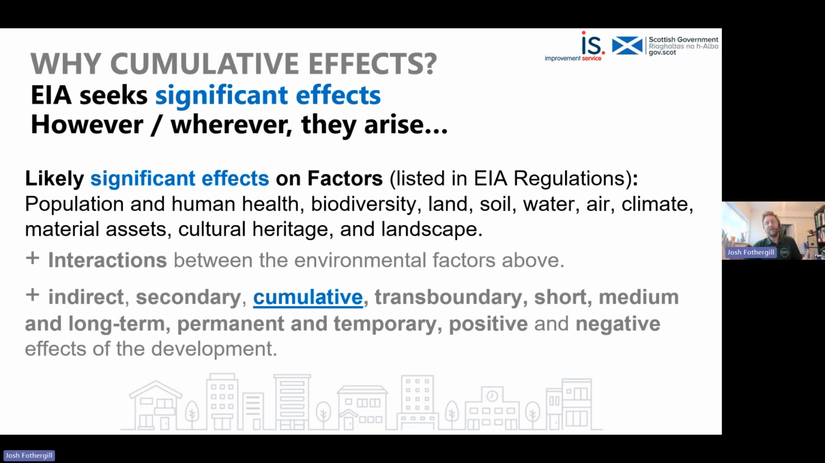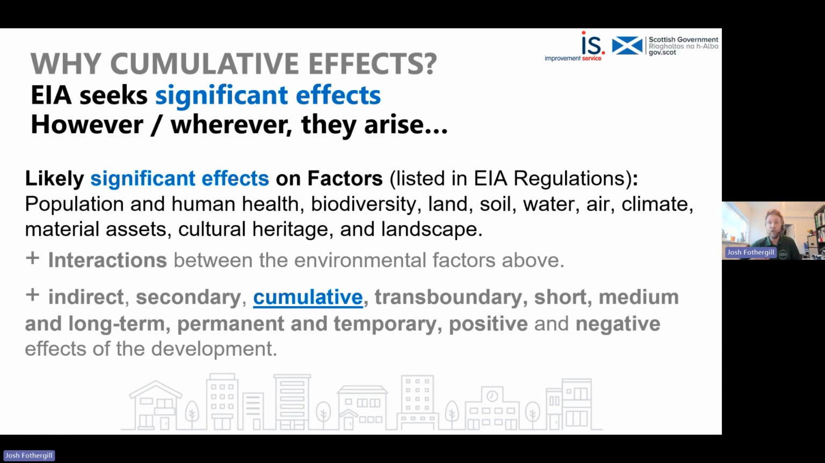You know, why are we having to think about this complexity of other projects with our project? We're only consenting the one project. Well, ultimately, it all comes down to what we've talked about throughout the course, which is the fact that EIA ultimately is interested in significant effects, however or wherever they may occur. So the regulations talk about significant effects on the factors, and those factors are population, human health, biodiversity, etc. You can see those on the screen.